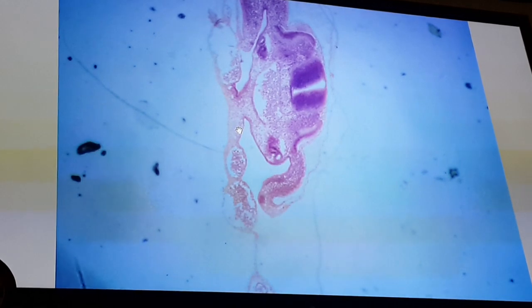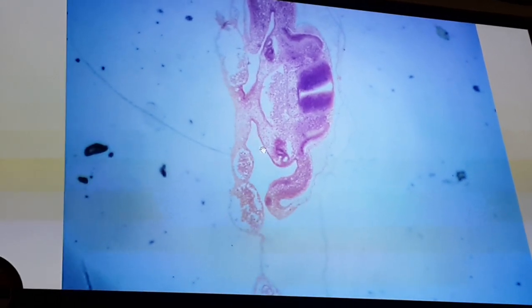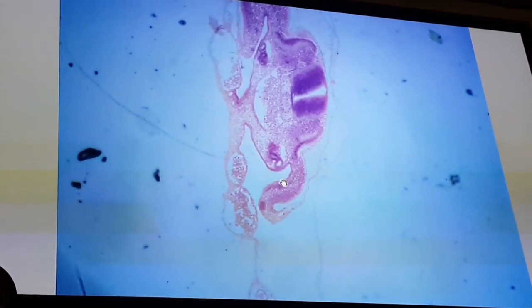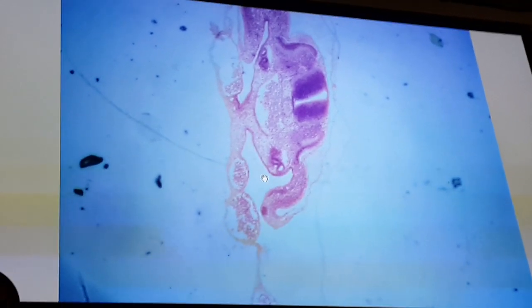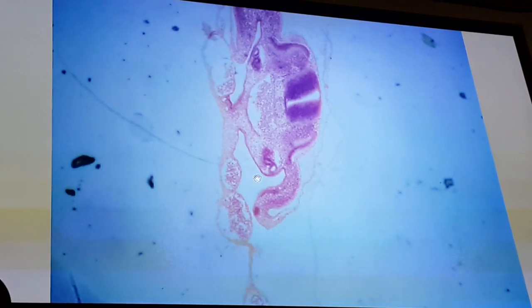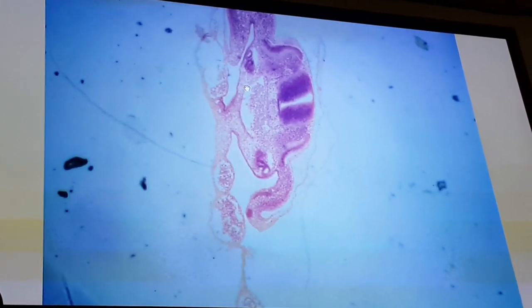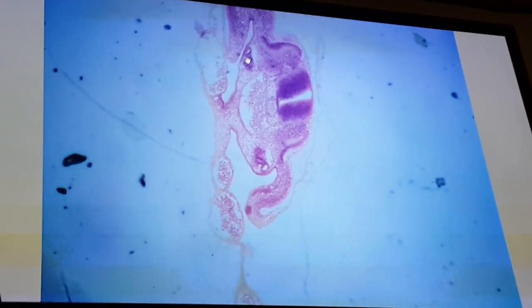Here the hindgut is not yet completed because this is somatic layer of lateral plate of mesoderm, this is visceral layer of lateral plate of mesoderm, and this is intra-embryonic cavity. But here we can see the kidney system is starting to be developed.